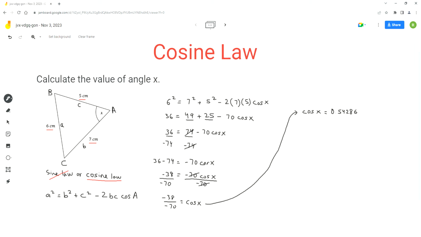We can isolate x by doing the inverse of cosine. So we write the step like this. So it becomes cos to the power of negative 1 of 0.54286. And now we can use our calculator to evaluate this. So I got 57.12 degrees. So this should be the final answer for the value of angle x. So I got 57.12 degrees on the calculator. Now you can round this answer as per the rounding instruction given in the problem.